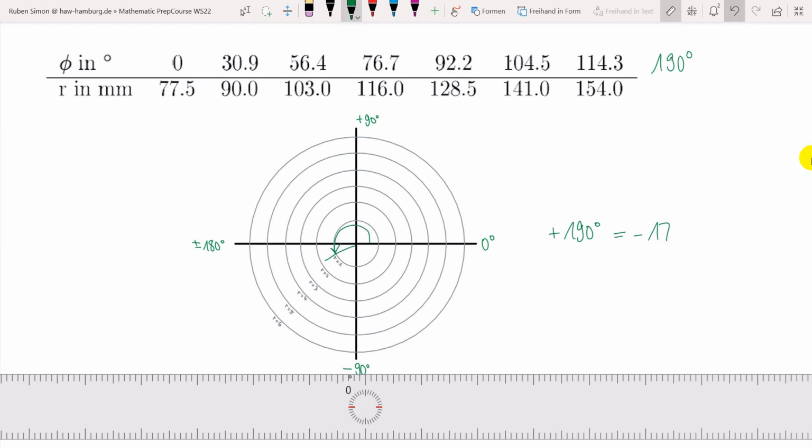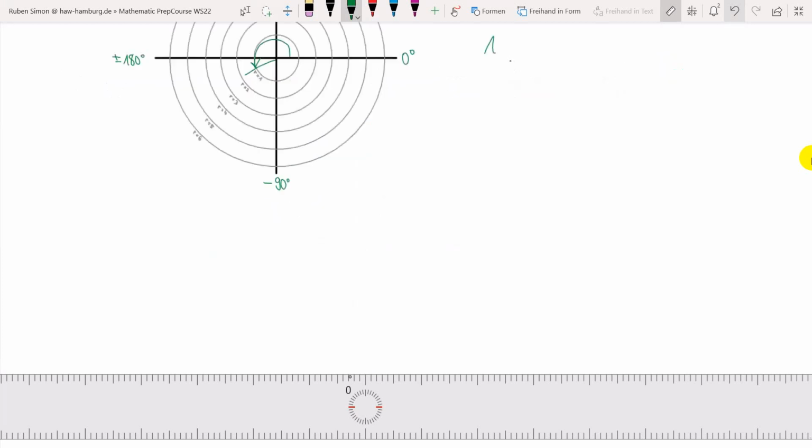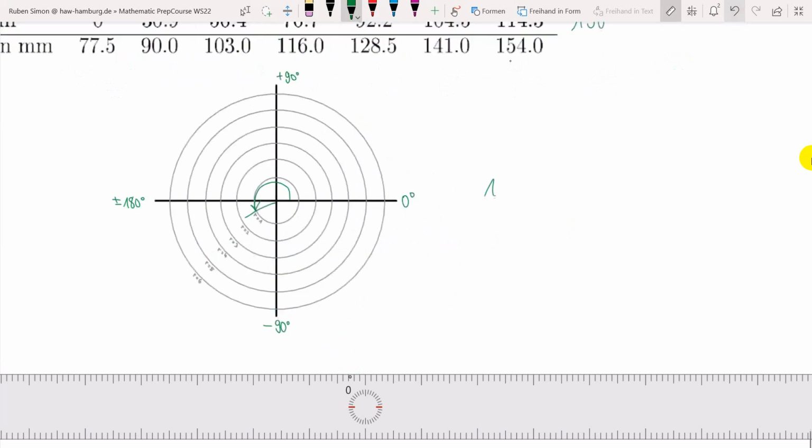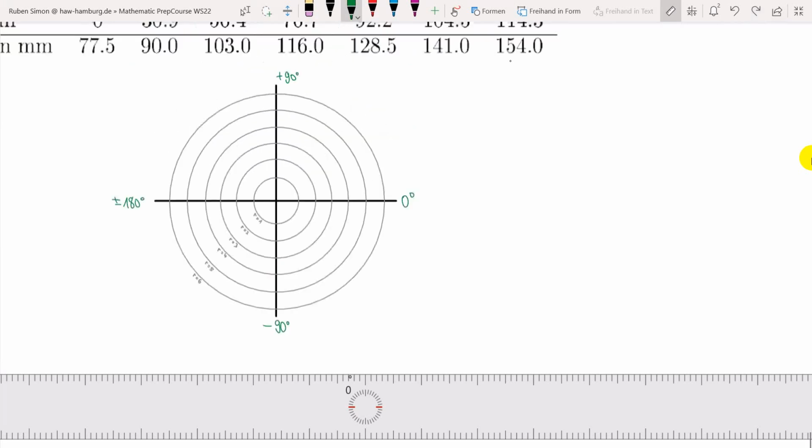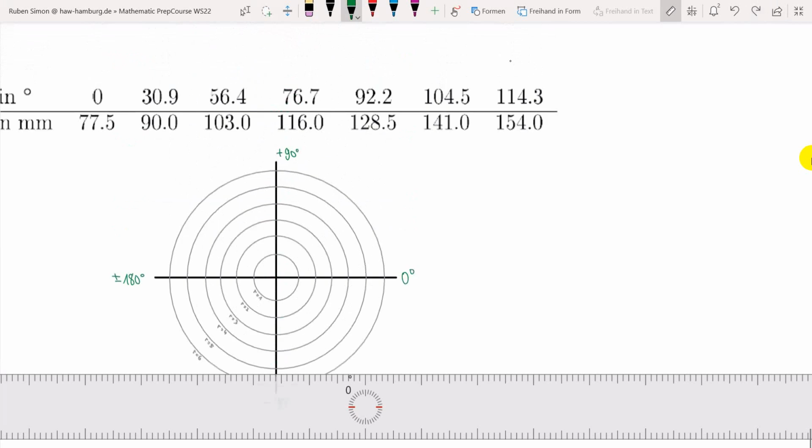But you could think of where you have to draw the first point. Maybe you can somehow describe where to put the first point with an angle of 0 and a radius of 77.5. I will have to adjust the radius scale. The radius line is going up to 150.